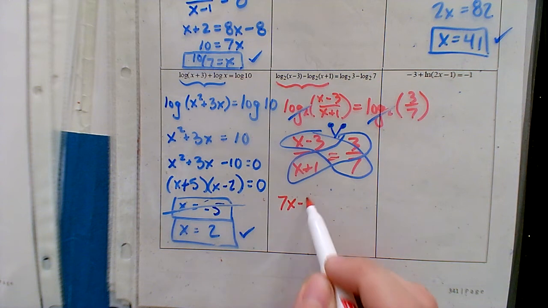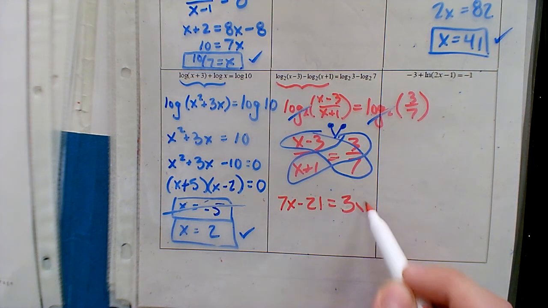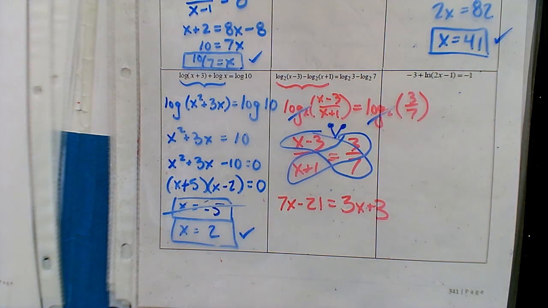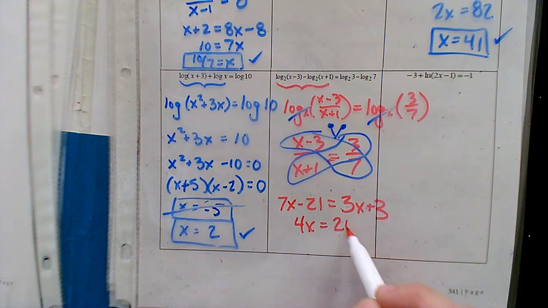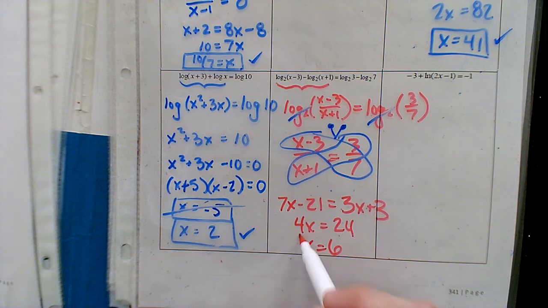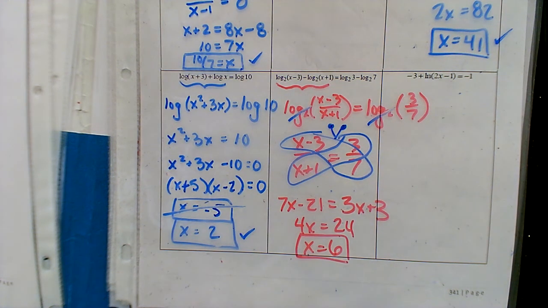So we'll get 7x minus 21 equals 3x plus 3. And let's see, subtract the 3x, add the 21. We get 6. Okay? Does it work? Yes. When you plug it in, it makes the arguments positive. Perfect. You want to go for the gusto, the trifecta? Try the last one?